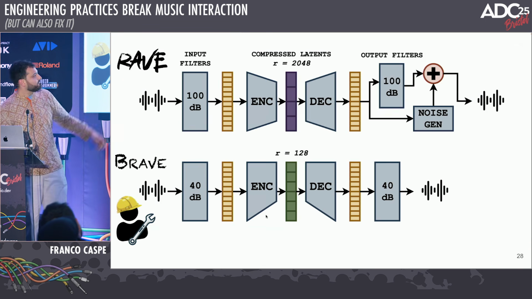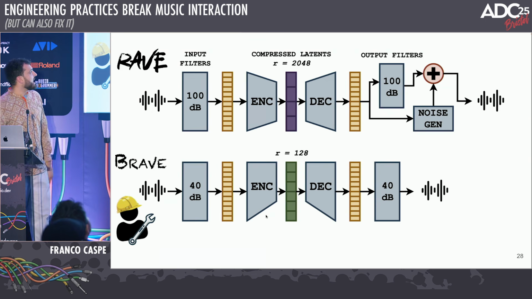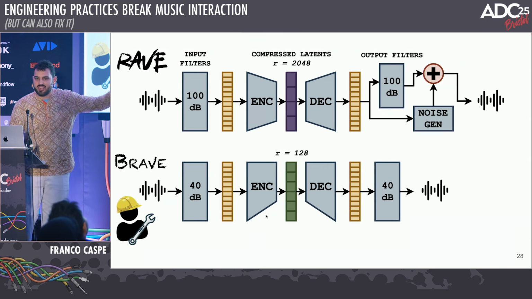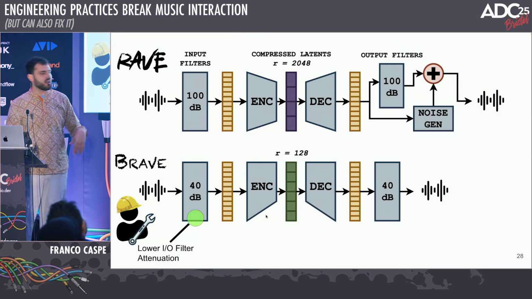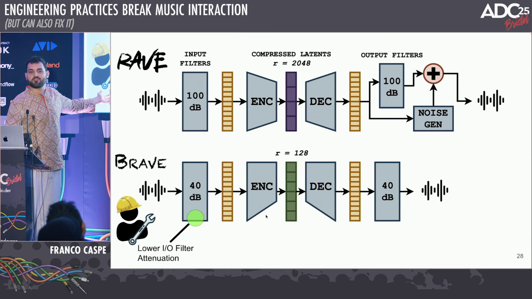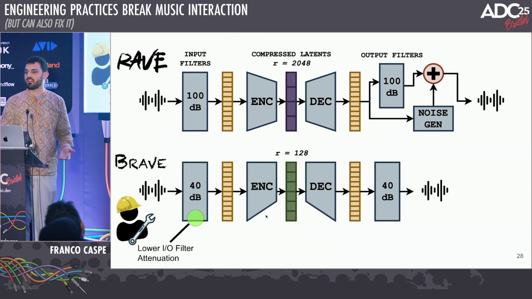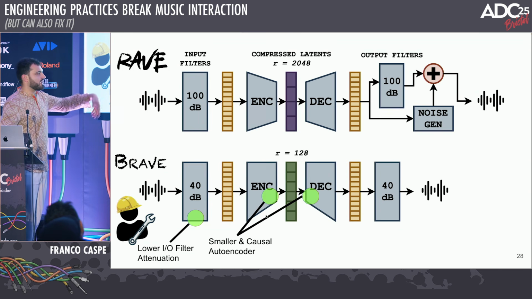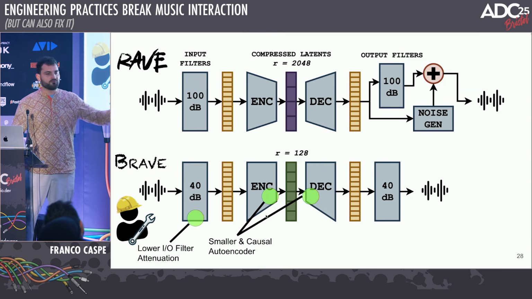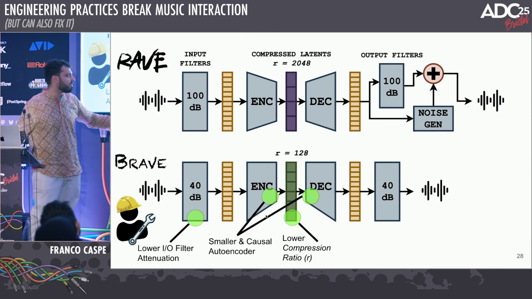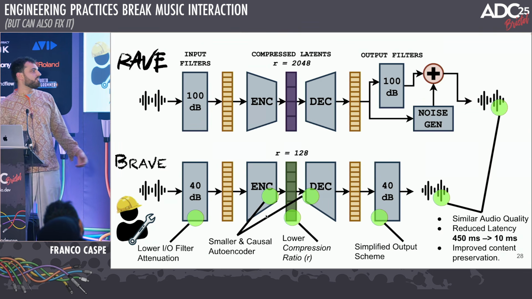And well, we came up with this model that's called BRAVE, and in comparison with RAVE, this is the only technical slide. You don't really need to pay attention here, but this is the world of specifications, right? The world of engineering. So pretty much what I do here is I change the specifications and I design with some other specification ideas. That's how we engineers operate, as far as I understand. So we have a lower filter attenuation. There's a bunch of specifications, right? Smaller encoder, lower compression ratio, simplified output scheme.